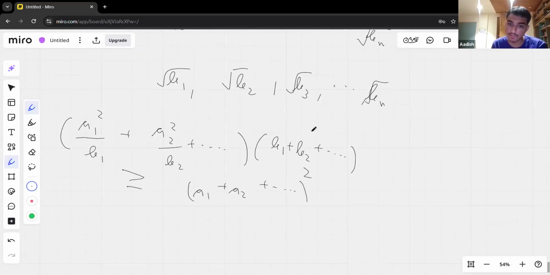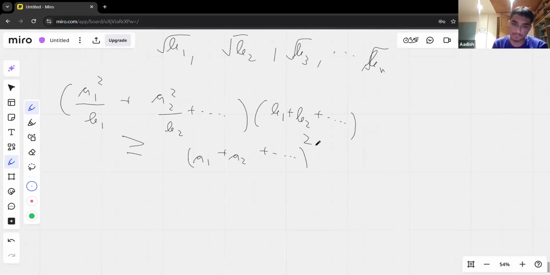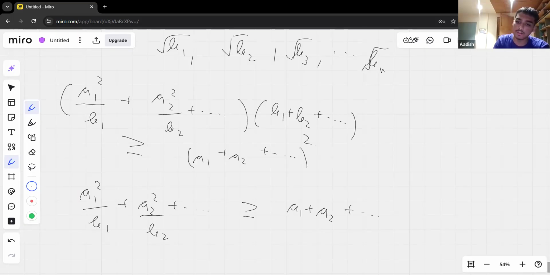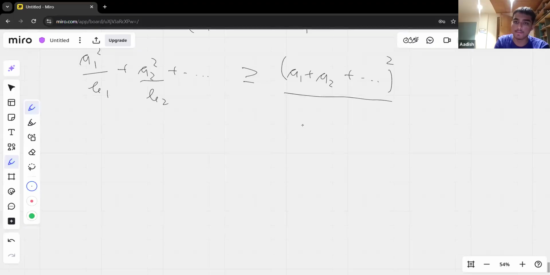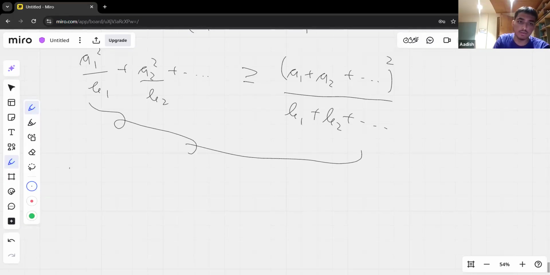Yes, you get what I have written, right? And now you divide by the summation of bi. So you can write this as a1 squared by b1 plus a2 squared by b2 plus dot dot dot is greater than or equal to (a1 plus a2 plus dot dot dot) squared by (b1 plus b2 plus dot dot dot). This is the so-called Titu's lemma. And equality holds.